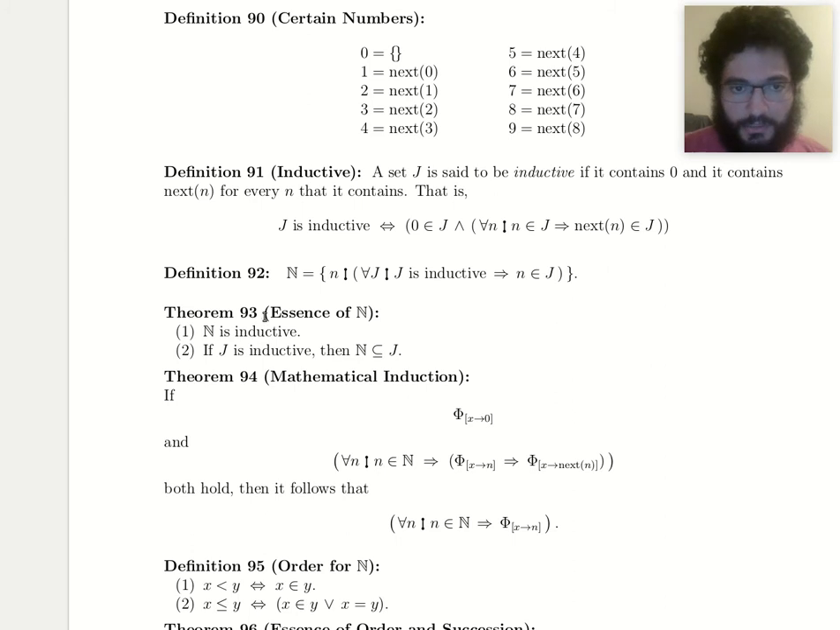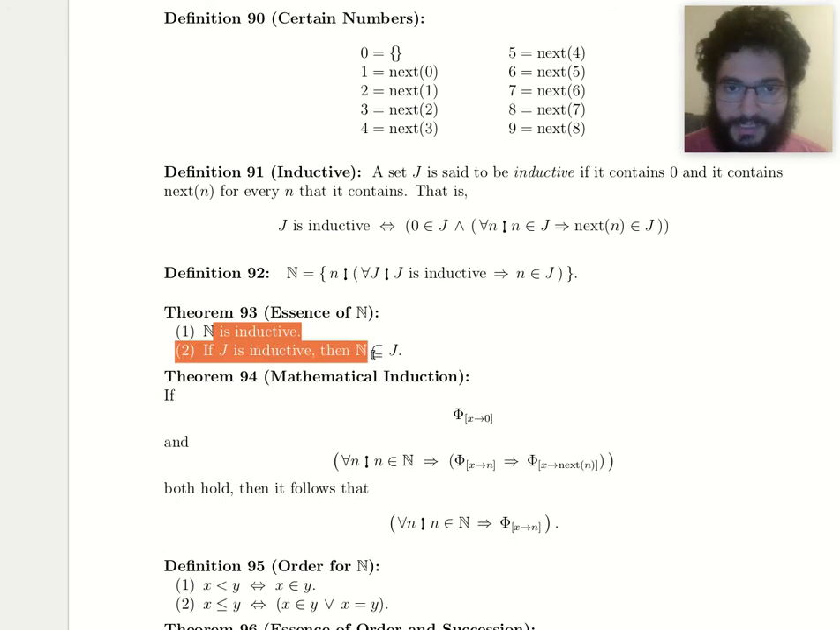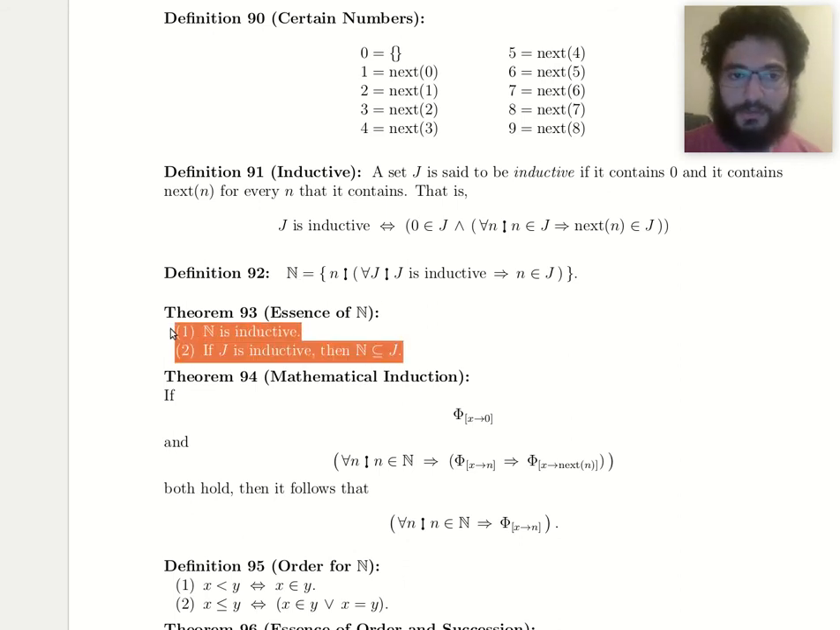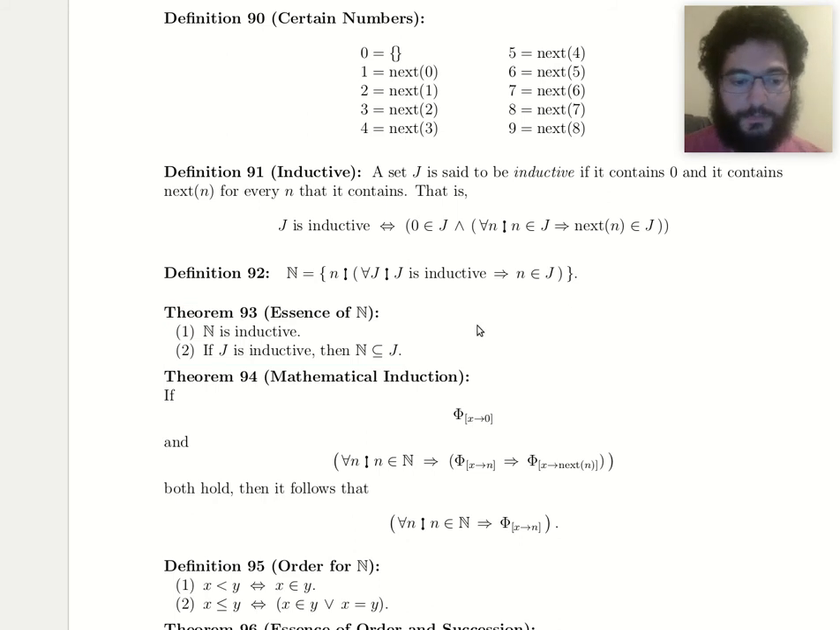By the way, pay attention to the title of this theorem, essence of N. My titling convention is that when I say essence of, I mean this is probably what you're more likely to use when you need to prove something about N. Probably you're going to use these two properties that it has rather than the original definition. And also, the original definition is rigged in order to ensure that you end up with these things.